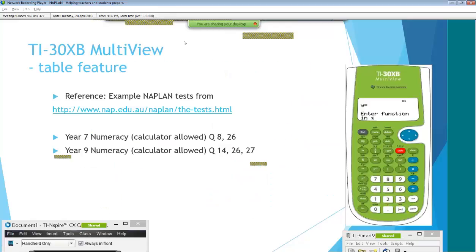Now I'm going to just quickly show some of these features through a couple of Naplan style questions. You've noticed that Melissa was referring to this is a Naplan style question. For copyright reasons, we're not allowed to show actual Naplan questions. You can, if you wish, download from this link here 4 sample tests. So there's the 2 Year 7 tests and the 2 Year 9 tests from the Naplan website.